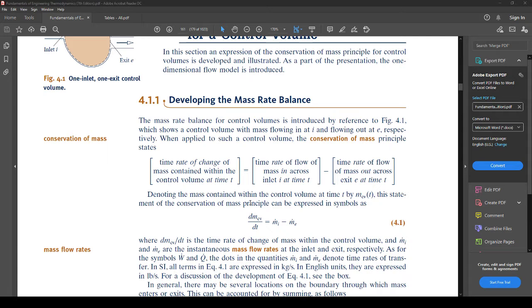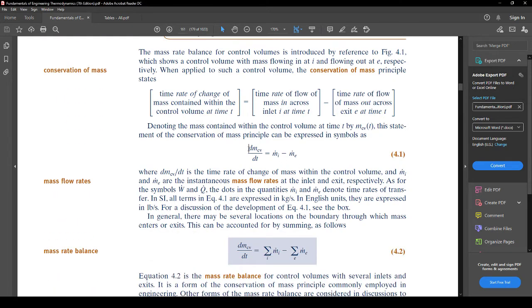So it says developing the mass rate balance. The time rate of change of mass contained within the control volume. So this is delta M. Essentially the change of mass has to be equal to the mass in minus the mass out. So this is basically what this is in words. This right here is what it means. So the change of the mass of the control volume is equal to the mass in minus the mass out. Is anybody too concerned with how that makes sense? I think that probably makes sense.